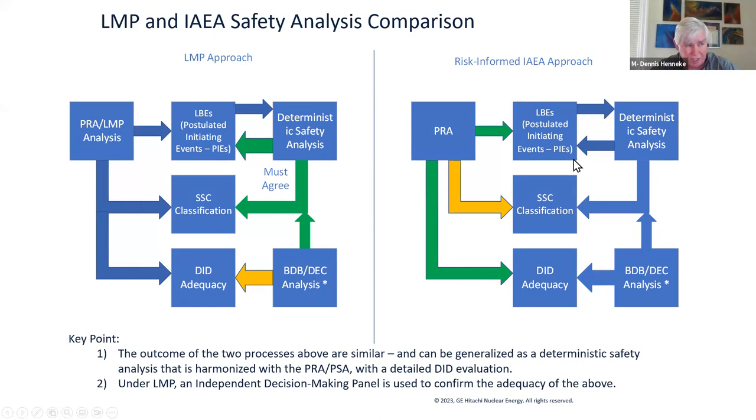PRA. But you can see the steps, there are more steps than this, but the steps are somewhat similar. With the IAEA approach, the basis is fully deterministic with a confirmation from the PRA, and with the LMP approach, the basis is the PRA with confirmation from the deterministic side. So once I started thinking about that, yes, they look a little different, but in the end, 95% of what we do under LMP is similar under the risk-informed IAEA approach. And I would say that you get very similar results with the single exception I think I've already mentioned, which is you probably get somewhat conservative SSE classification with the IAEA approach over what you get under LMP.